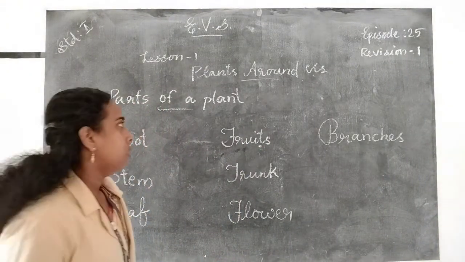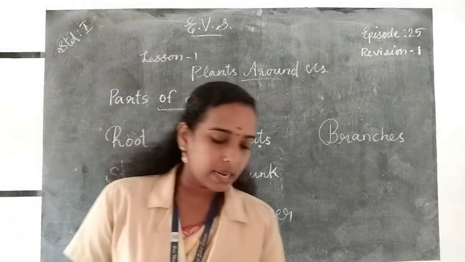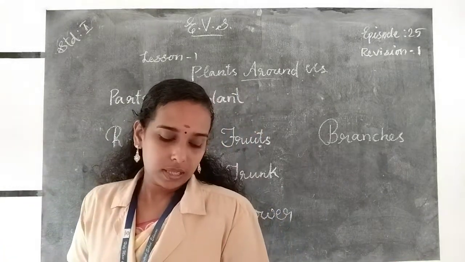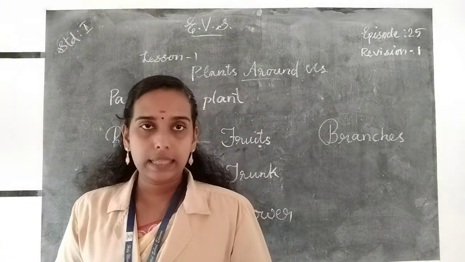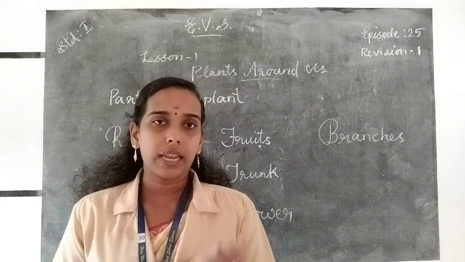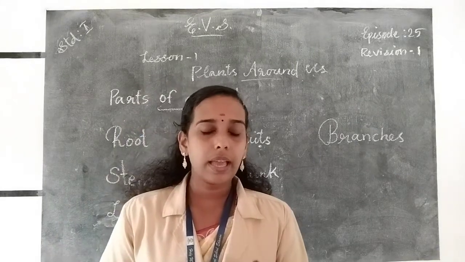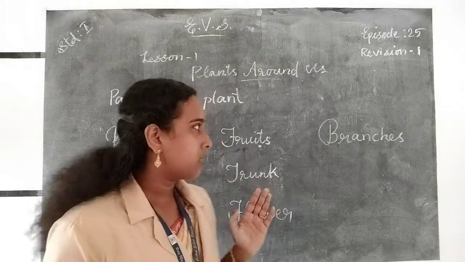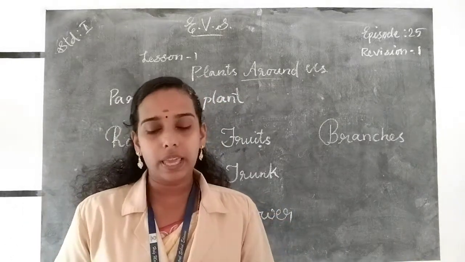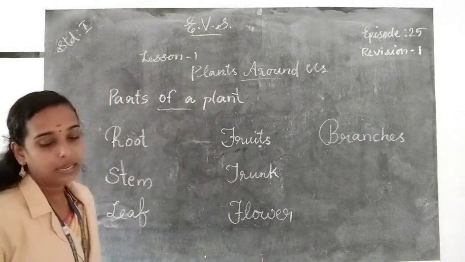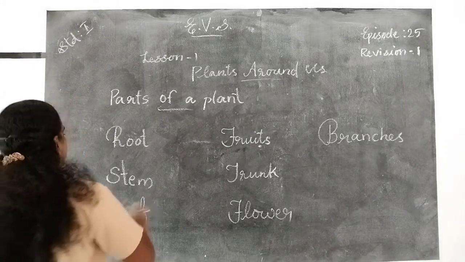Okay. So these are the things that we discussed in our first lesson. So you study the exercise questions very well and write the spellings in your class book and study the spellings also. Okay. Then the next lesson, that is animal kingdom.